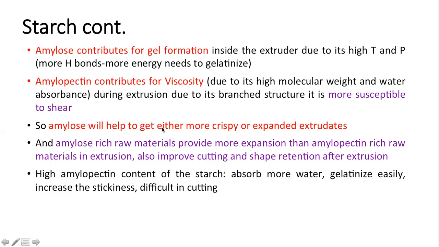So amylose will help to get more crispy and expanded extrudates, right? But this is dependent on the temperature. Amylose will absorb a low percentage of water, so what we have to do is increase the temperature. And amylose-rich raw materials provide more expansion than amylopectin-rich raw materials in extrusion. They also improve cutting and shape retention after extrusion, right?